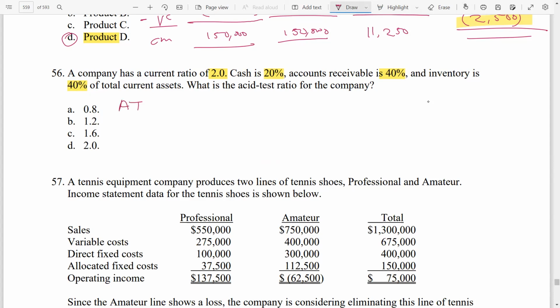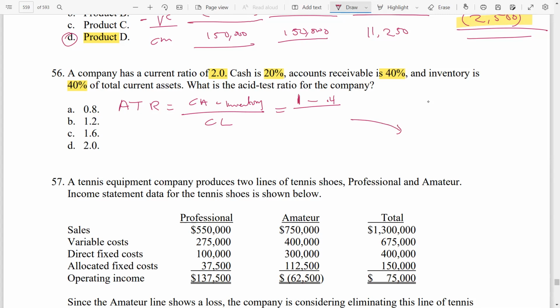The acid test ratio, ATR, is current assets minus inventory, divided by current liabilities. Now, what is our current assets minus inventory? Current assets is 1, the whole 100%, so 1 minus inventory of 40%, which is 0.4, divided by current liabilities. Current liabilities is what we do not know right now.